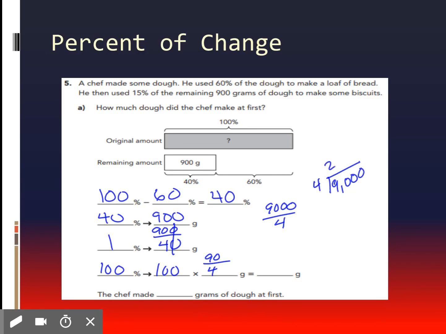4 goes into 9 twice. That's 8. I subtract. I bring down my 10. 4 goes into 10 twice. Again, 8. Subtract, I get 2. 4 goes into 25 times, which is exactly 20. I still have to bring down that last 0 and acknowledge that 4 goes into 0 times. So originally we started with 2,250 grams of dough.